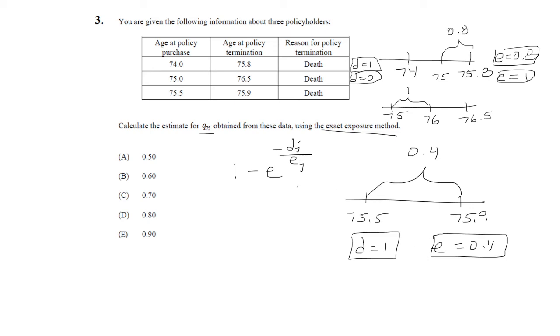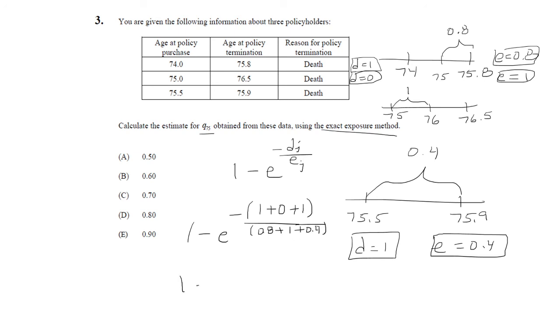Now let's look back at our formula. We want 1 minus e to the negative dj over ej. Because we have 3 different policies, we have to add them up. So I'm going to add up all the deaths. The first policy was 1 death, second policy was no death, third policy was 1 death, and we're going to divide that by the exposure. The first policy exposure was 0.8, then 1, then 0.4.